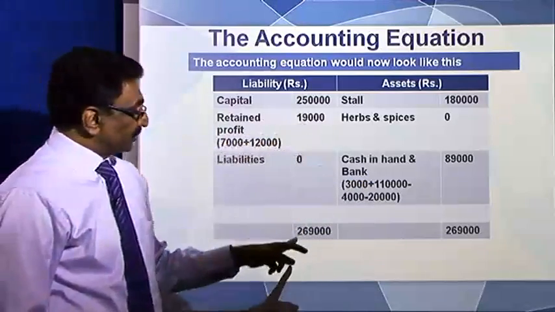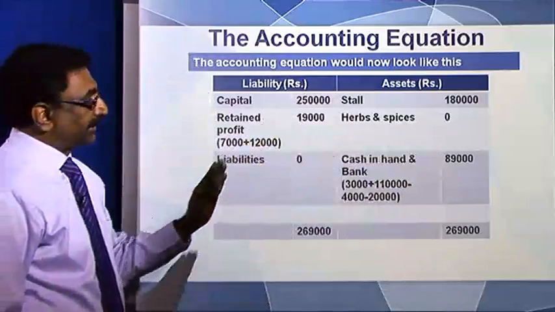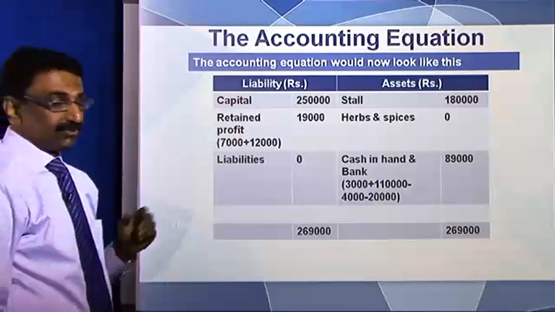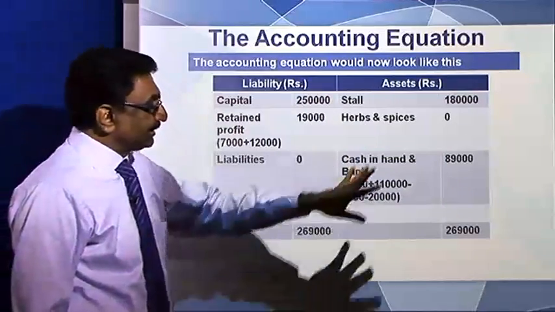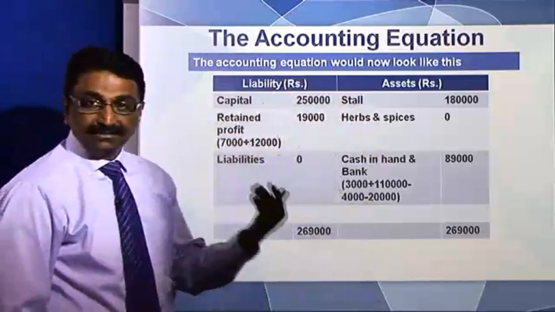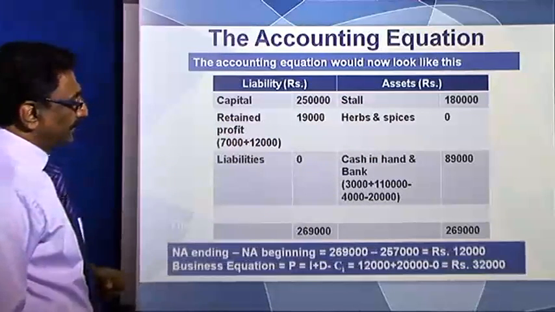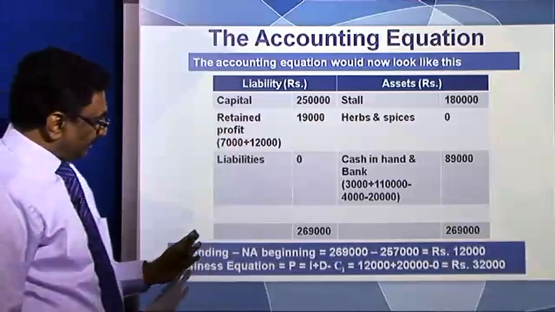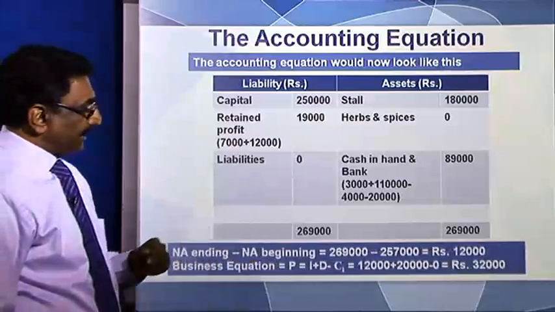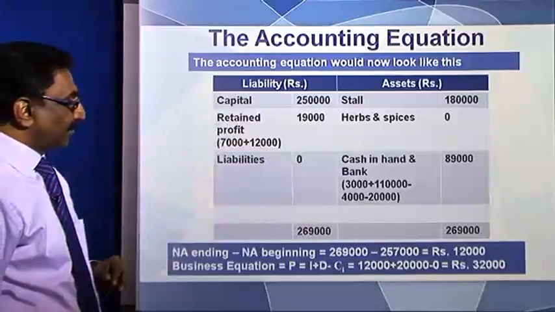So, the situation is that assets are still equal to liabilities after adjusting for all the transactions. So, you see the dual effect that the assets and liabilities in the business still remain the same after the transaction here. Let's complicate this a little more. Before that we look at the ending net assets minus beginning net assets, which is 12,000, which is nothing but your retained profit.